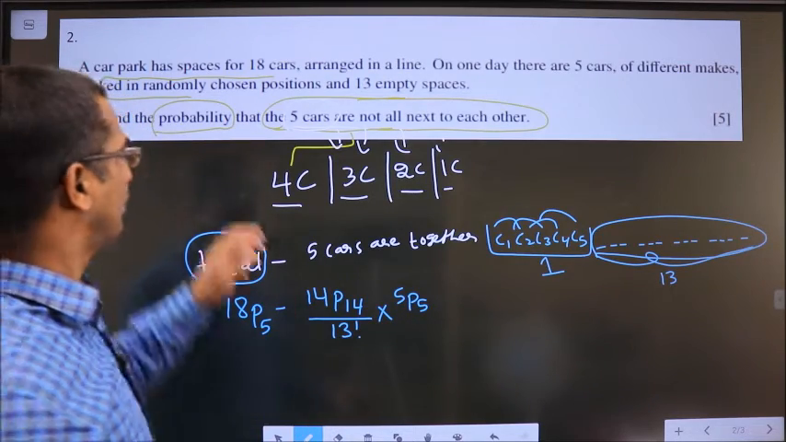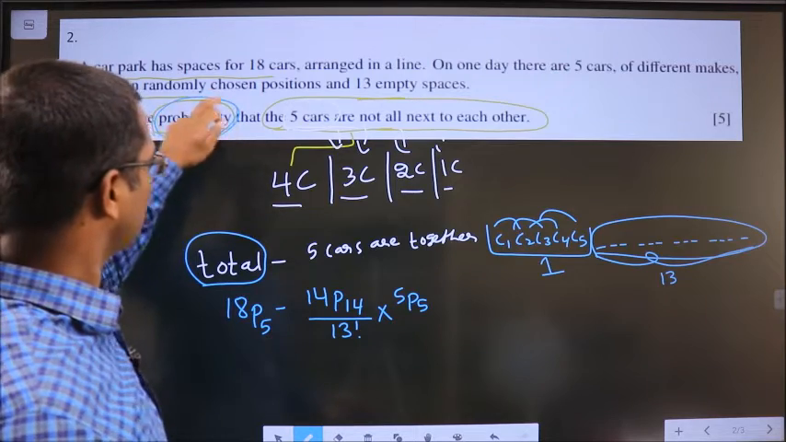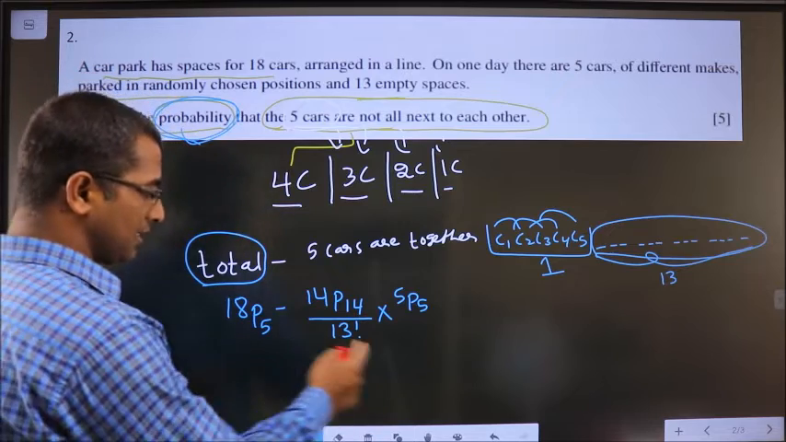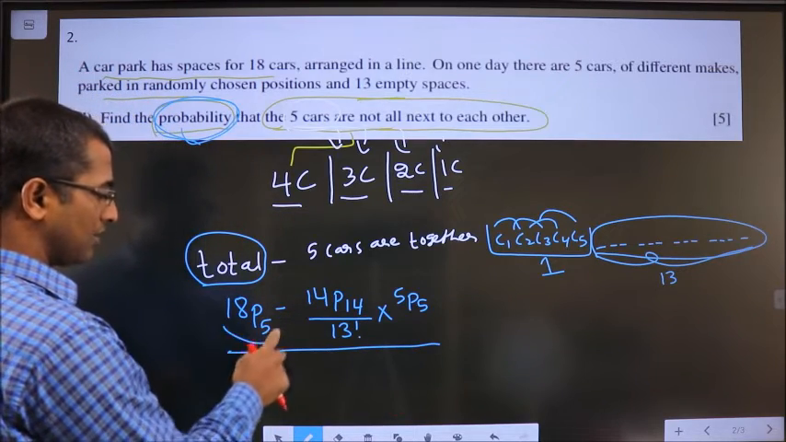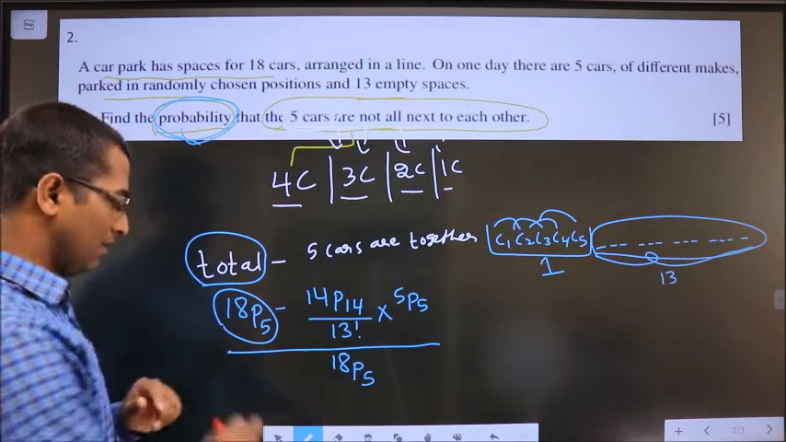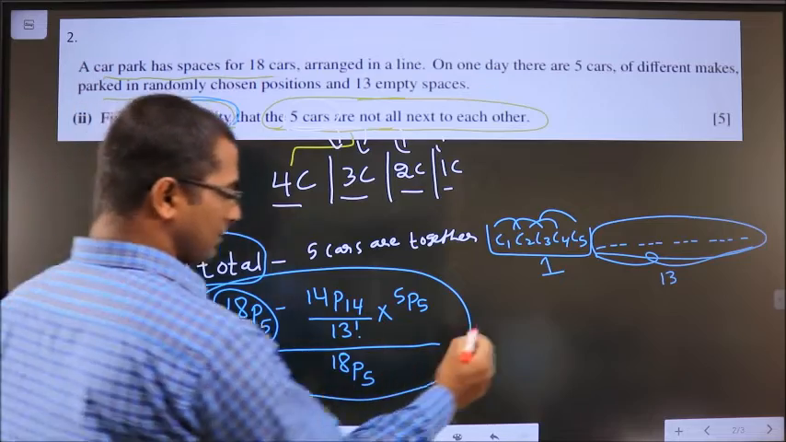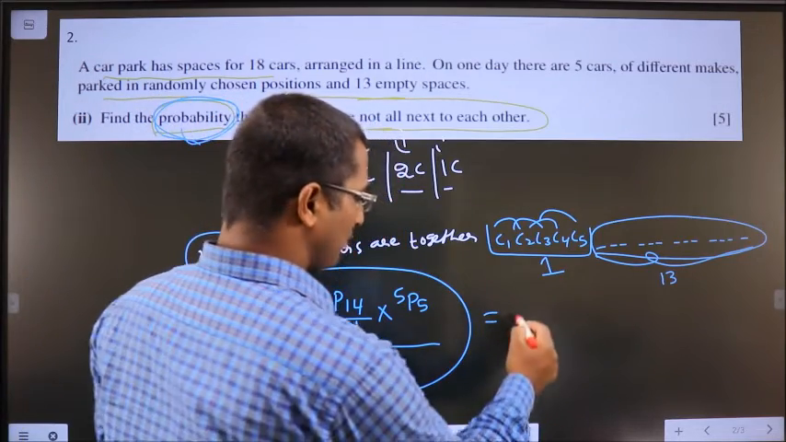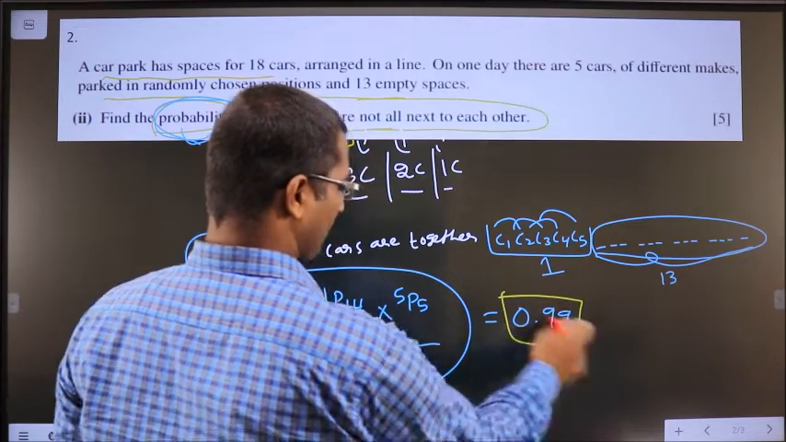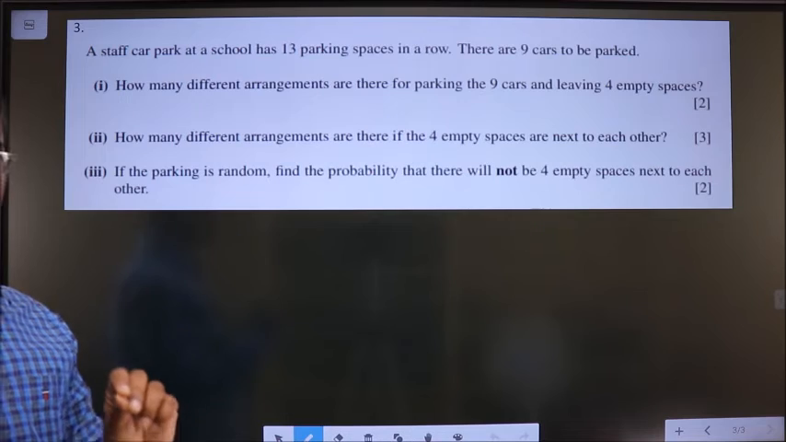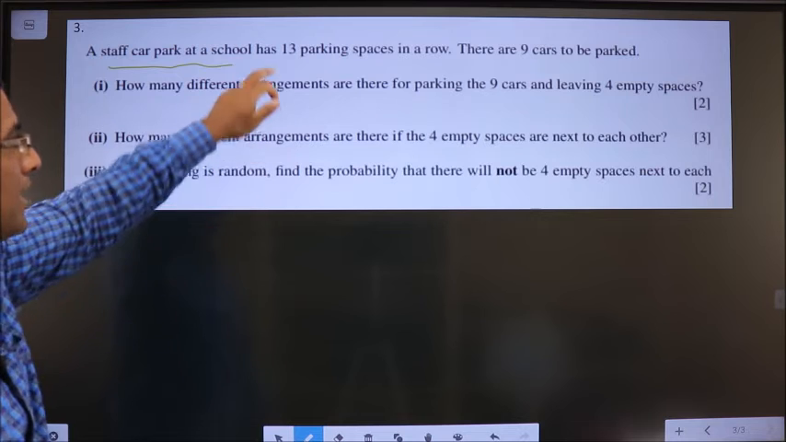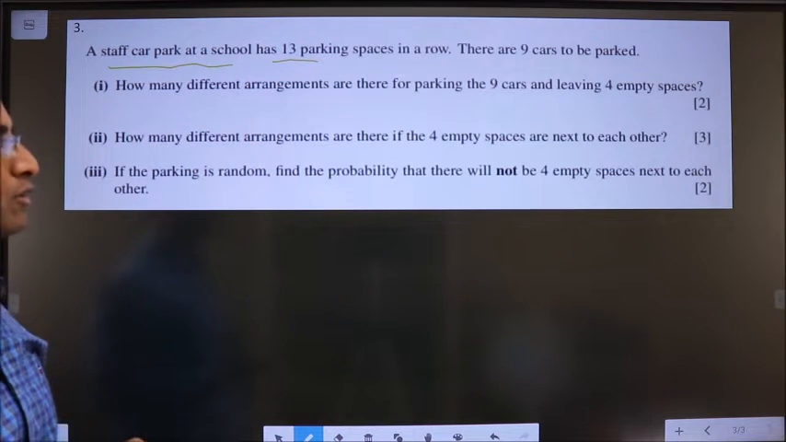But they are also asking for probability. Whenever they are asking for probability, divide by the total. This is the answer, divide by the total, which is 18P5. Put this in the calculator at once, you get the answer to be 0.99, which is the answer.